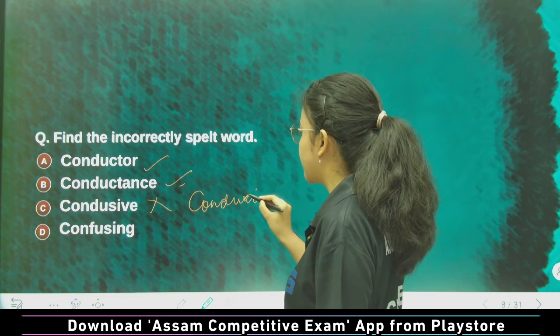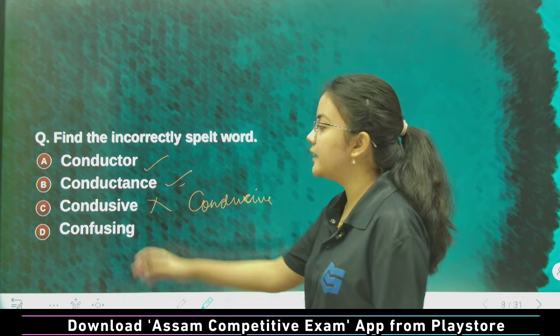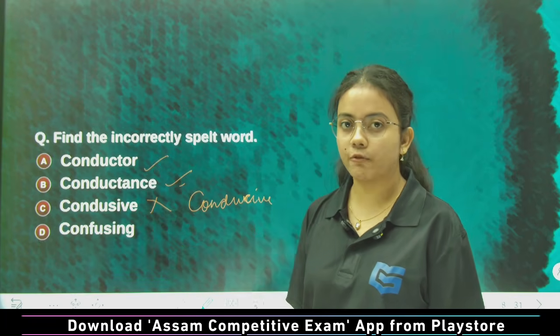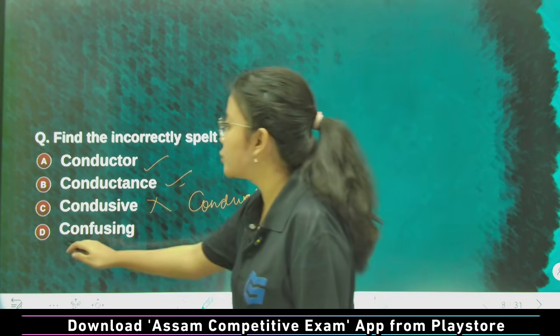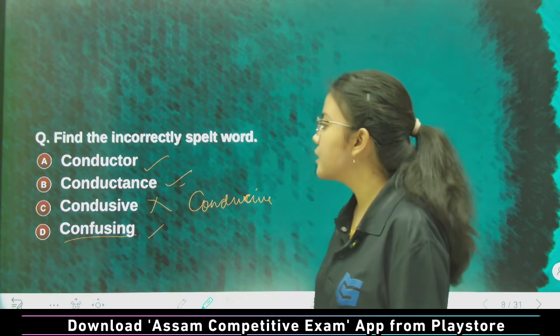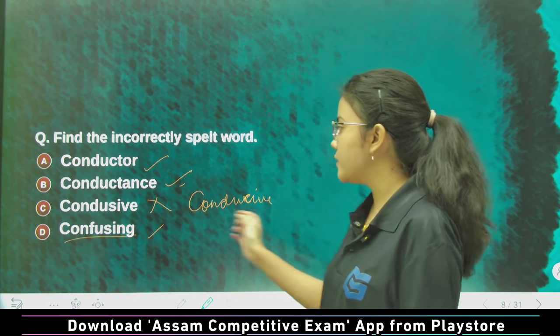C-O-N-D-U-C-I-V-E, this is the correct spelling. We don't say conducive, we say conducive. C, not Z, not Z sound. So confusing is correct of course, but we don't say conducive, it's conducive.